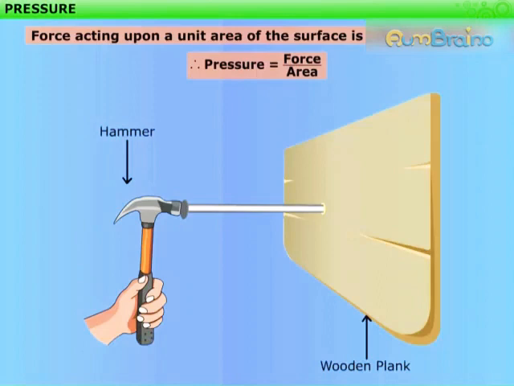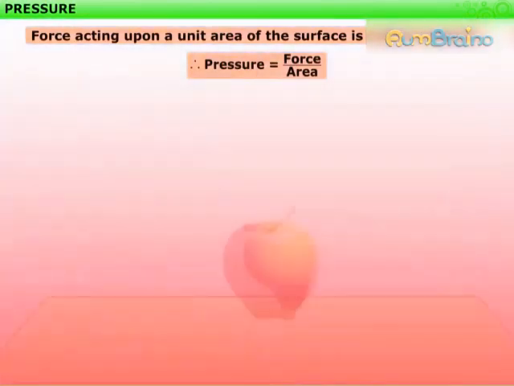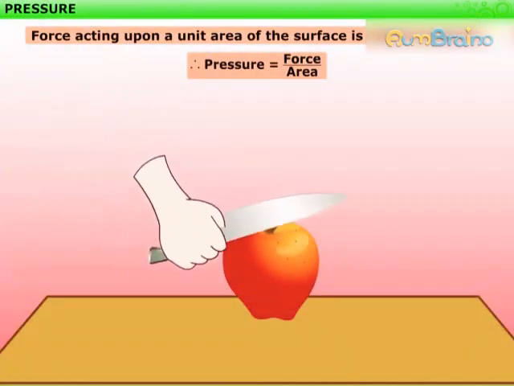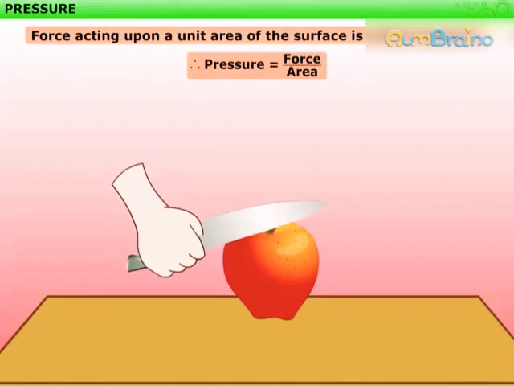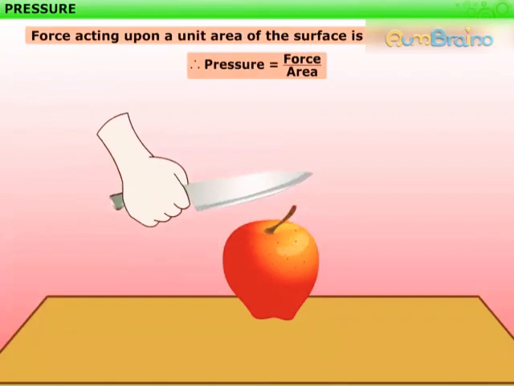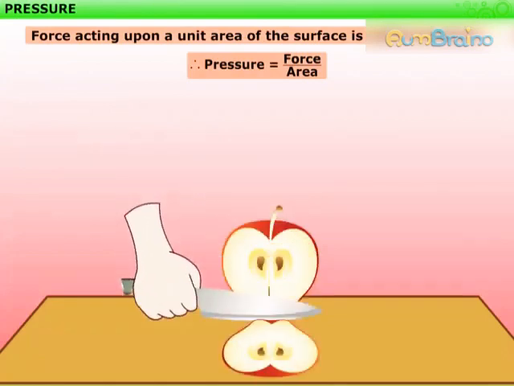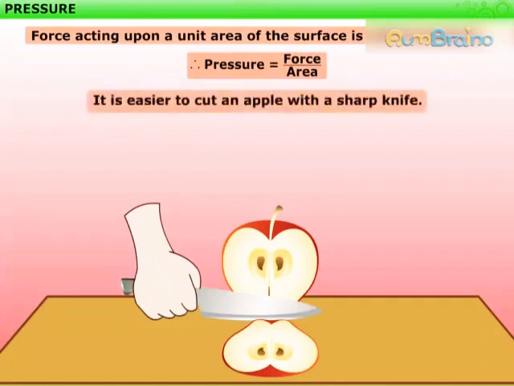Let us perform one more activity. Take a blunt knife, and try to cut an apple with it. It is difficult to cut an apple with a blunt knife. Now take a sharp knife, and try to cut an apple with it. It is easier to cut an apple with a sharp knife. In both the activities, we find that, when the force acts on a smaller area, then the pressure applied increases.